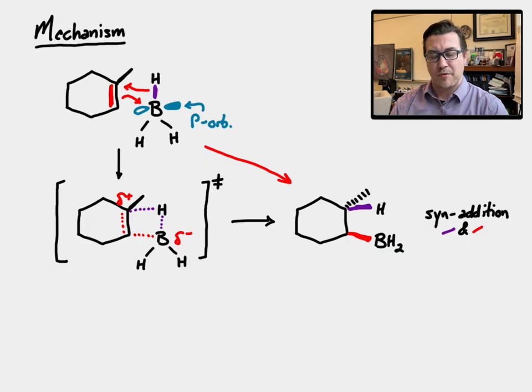If you were to draw the arrow pushing mechanism without drawing the transition state, you'd simply draw these arrows. You wouldn't have to draw in this p orbital. You just simply draw in these arrows and this line going down to this product at the right.